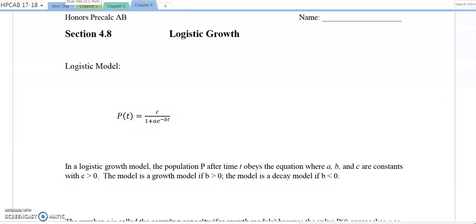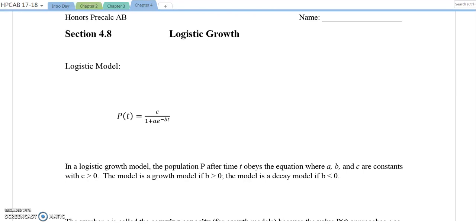Hi everyone, this is Mrs. Musoff, and this is going to be our last 4.8 video, the last one of this section, and it's talking about a little bit of a different model. Instead of just uninhibited growth, which was the last exponential model we talked about, this is something called logistic growth.